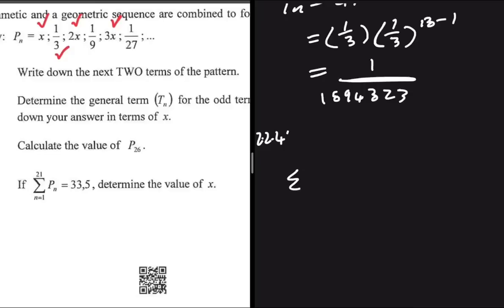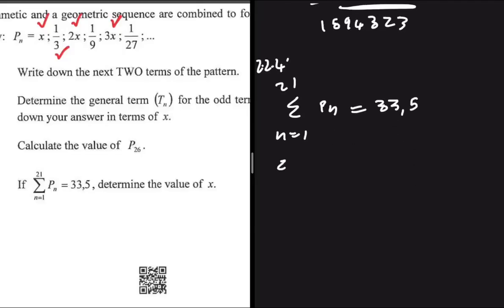The last question, 2.2.4, is actually the difficult question. If the sum of Pn from n equals 1 to n equals 21 is equal to 33.5, determine the value of x. So you have to realize something here. You have to realize that the sum of Pn is equal to the sum of the even terms plus the sum of the odd terms.